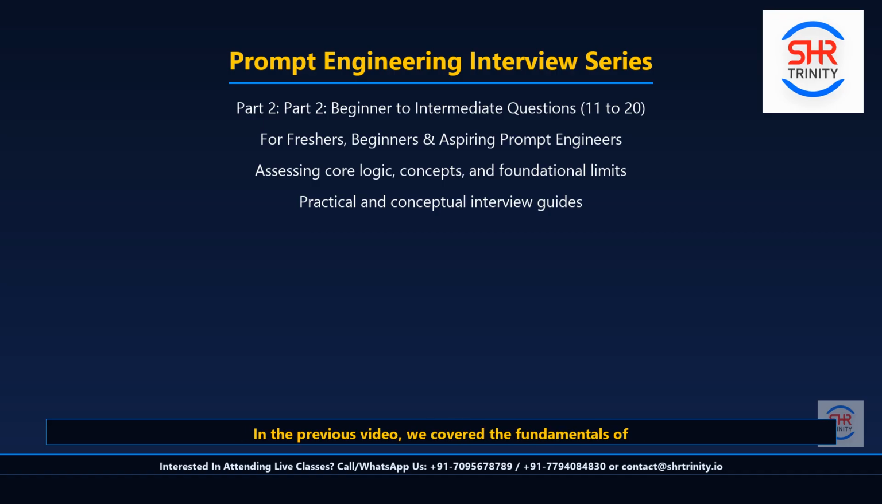In the previous video, we covered the fundamentals of prompt engineering and some essential beginner interview questions. In today's video, we'll move to the next level with more intermediate questions, exploring crucial topics like context window boundaries, the lost in the middle attention phenomenon, parameter tuning with temperature and top P, mitigating hallucinations, and cross-model prompt sensitivities. These questions will strengthen your understanding and prepare you for real prompt engineering and generative AI interviews.